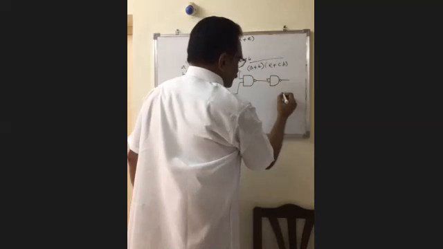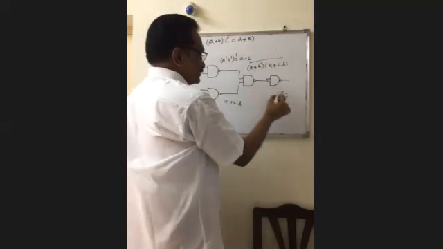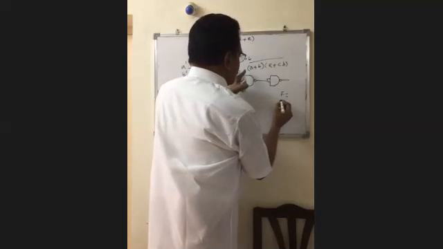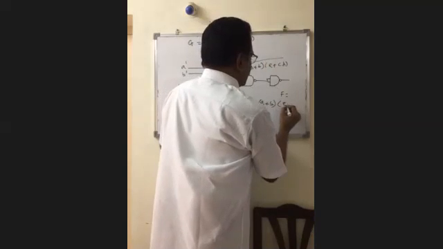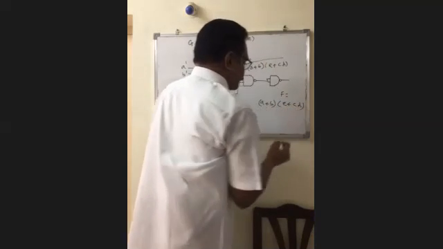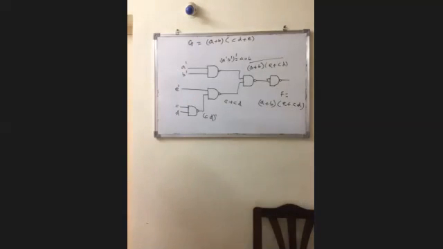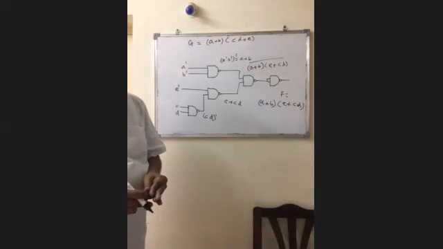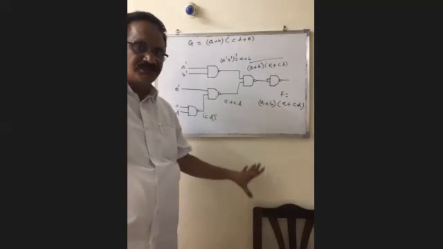So the final output, F, is equal to, removing the complement, A plus B multiplied by E plus CD. That is the given expression. Follow carefully. Is there any doubt in this one?